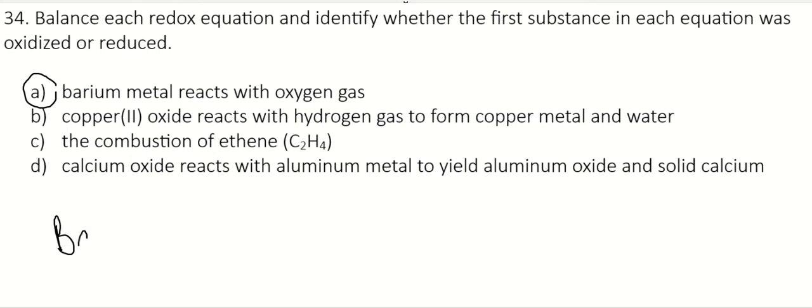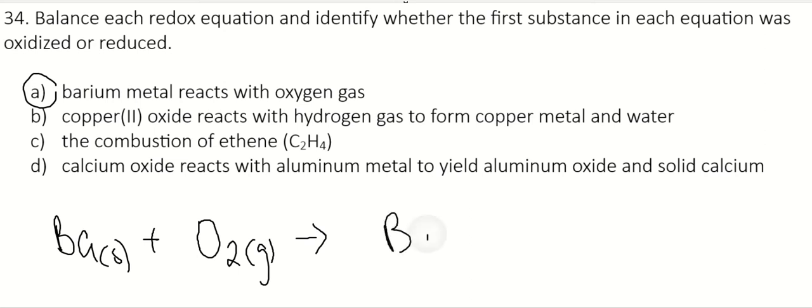Barium metal is Ba, and put an S there in parentheses to indicate that that's in the solid phase, and that's going to react with oxygen gas. Oxygen is one of your diatomic elements, and we'll put a G there for the gas phase. Okay, these are two elemental forms before the reaction in the reactant, so they're going to combine. There's going to be a combination or synthesis reaction. So we're going to combine these two elements to form a compound.